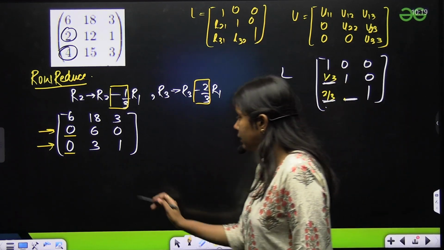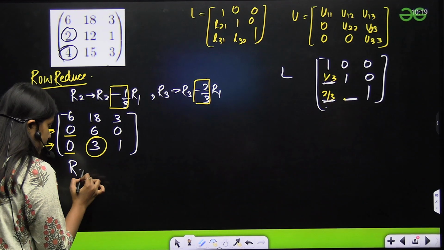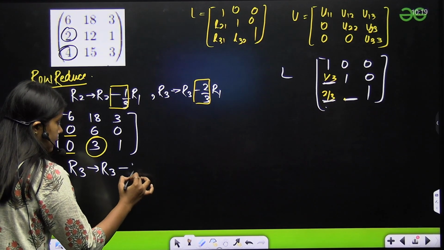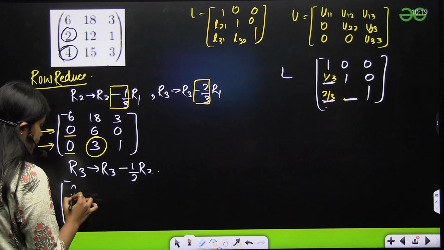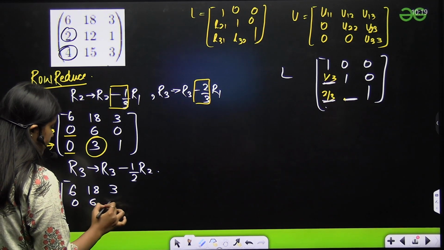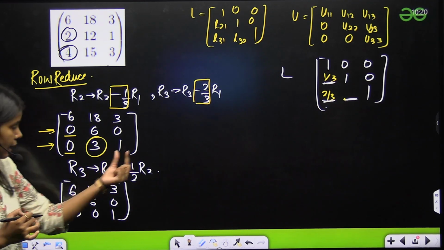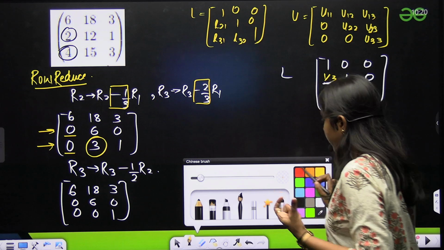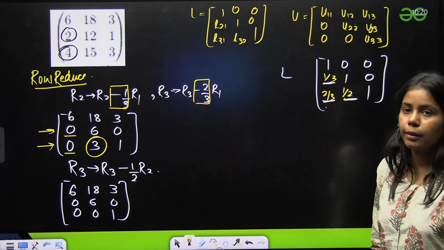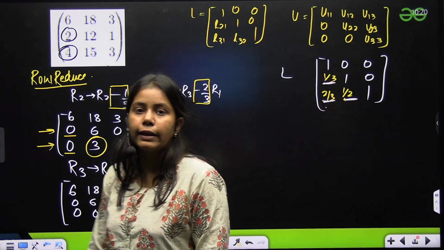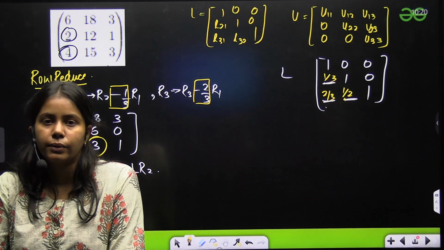Now what would I do? I'll make this value 0. So what would be the operation? Again, the operation would be R3 tends to R3 minus 1 by 2 R2. Right? So what would it become? 6, 8, 10, 3, 0, 6, 0, and it would be 0, 0, 1. Right? This is my row reduced format, and because I have subtracted 1 by 2 with the help of R2, I'll add 1 by 2 here. So this is my lower triangular and upper triangular. So instead of finding variables and multiplying two matrices, I just row reduced and got my lower triangular and upper triangular matrix.